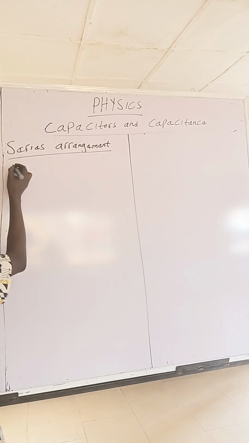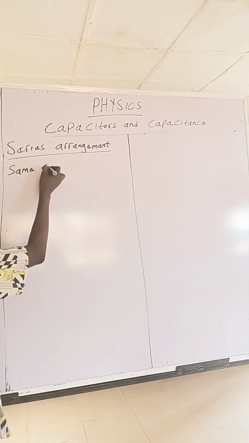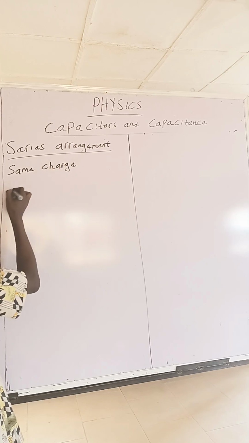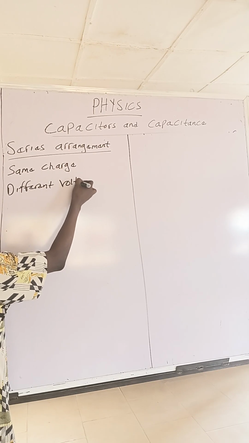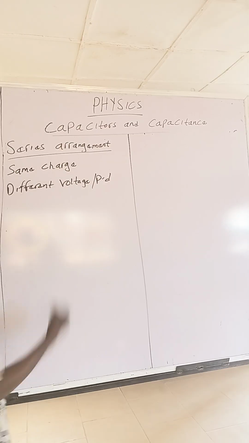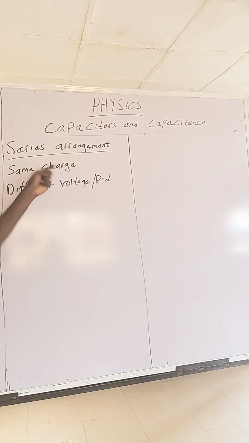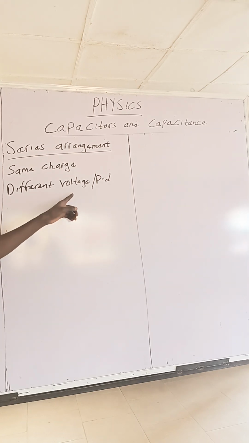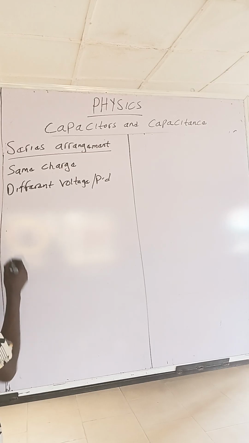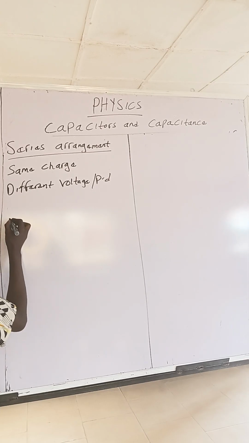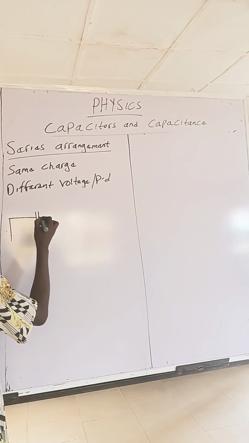So in a series arrangement we have the same charge and different voltage, or you can just say potential difference. That's just it. They will share the same amount of charge flowing across them, but a different amount of potential difference or voltage will be across them. Now let's see an illustration of how you can identify capacitors to be in parallel and in series. Let's see this.